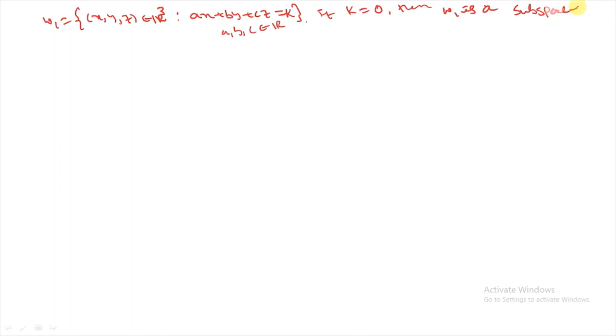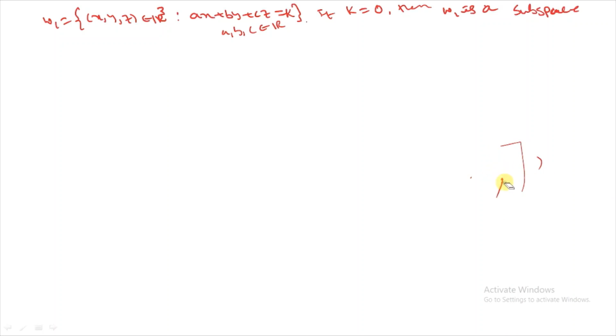Always a subspace if k equal to 0. If k equal to 0, that means ax + by + cz is 0. That's a plane. The set of all planes, where a, b, c are any constants, any non-zero numbers, or you can take zero or whatever, any real numbers. The set of all planes passing through the origin is a subspace. Geometrically, you can check. This is a plane passing through the origin. It's always a subspace.